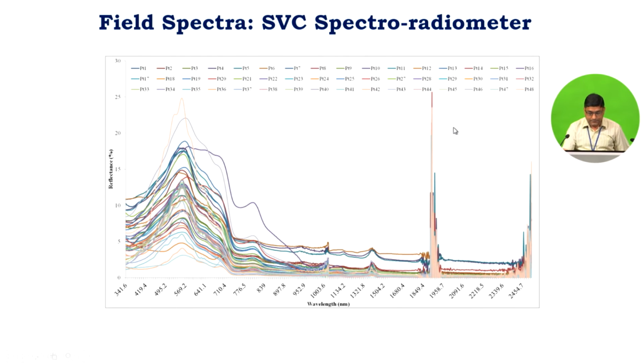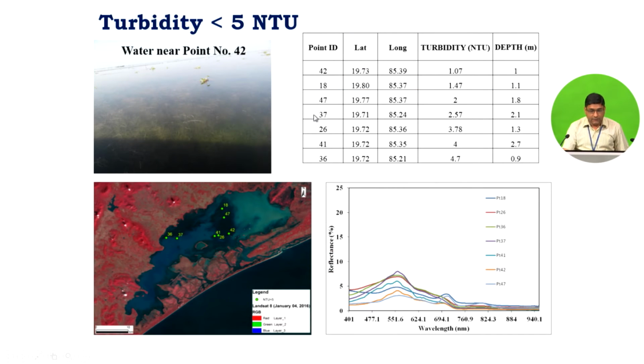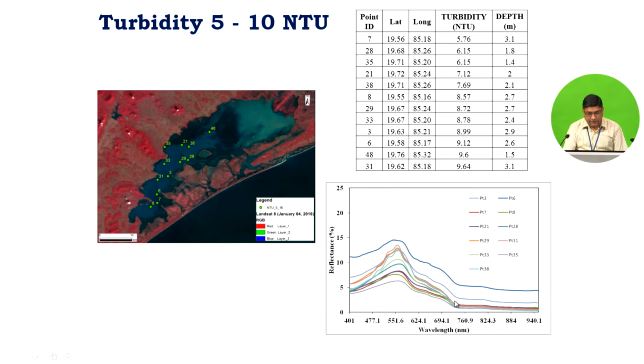So these are the spectra collected from the field for each point. You can see there is a large variation in the spectra. It is mainly due to the different composition of water. So what we have done, we have segregated the spectra based on their turbidity concentration, and here for example you can see the spectra of points where the turbidity is less than 5 NTU, and this is the respective spectra of these points. So here if you see, with the increase in the turbidity, the reflectance is increasing.